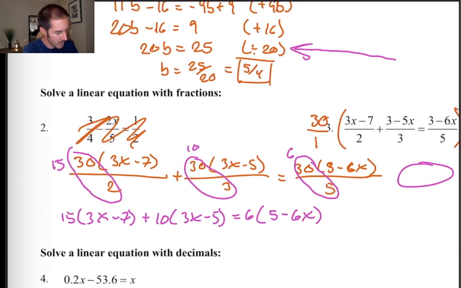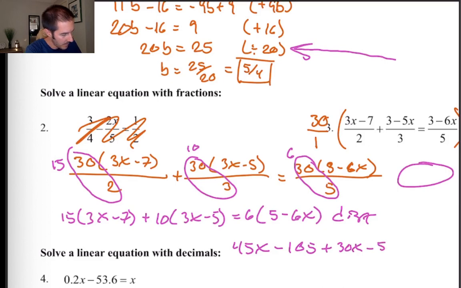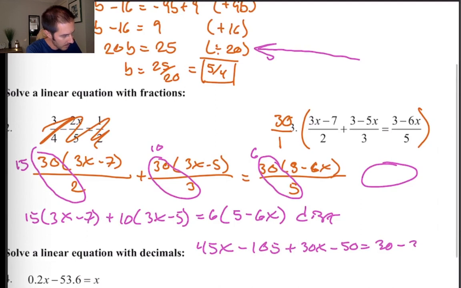We can continue marching through this problem pretty quickly. So let's distribute. 15 times 3 is 45x minus 15 times 7. That's 70 plus 35, which is 105. Plus 10 times 3x is 30x minus 50 equals 30 minus 36x. I'm going to regret doing this problem out. These numbers are getting unruly.